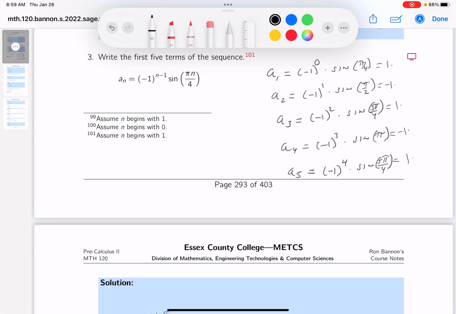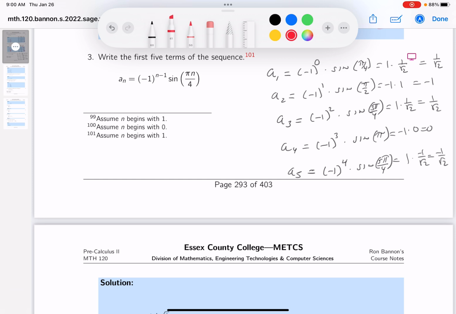The sine of pi over 4 is simple. It's 1 over root 2. The sine of pi over 2 is 1. We'll simplify later. The sine of 3 pi over 4 is 1 over root 2. And the sine of pi is 0. And the sine of 5 pi over 4 is -1 over root 2. Well, let's simplify. This is 1 over root 2. This is going to be -1. This will be 1 over root 2. This will be 0. And this will be -1 over root 2.